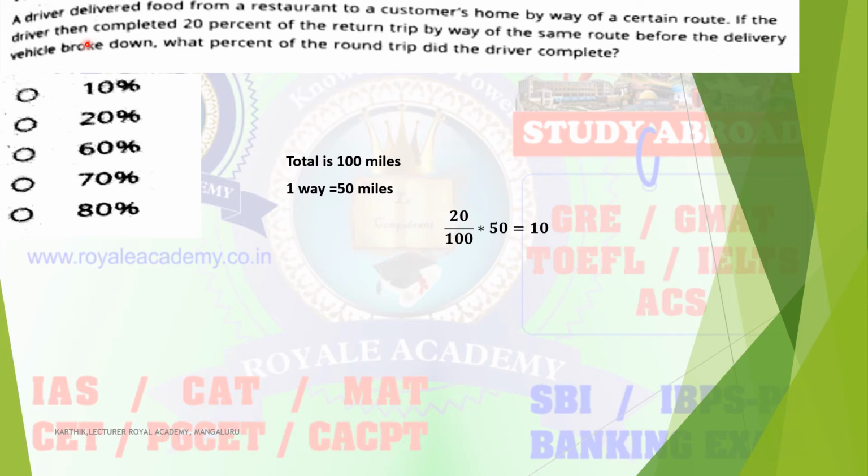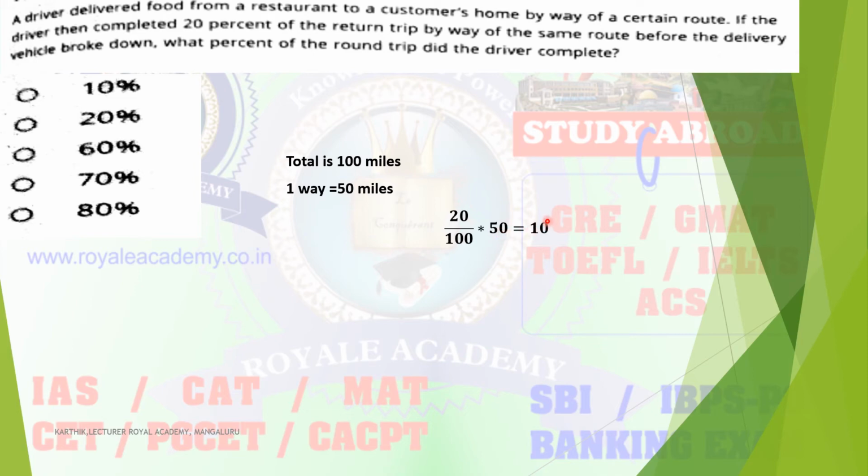So the one way trip is 50 miles. He already completed the one way trip. Second, on the return trip he traveled just 20%. So what is 20% of the remaining miles? The total is 100, one way is already completed, so the remaining is 50. 20% of 50 is how much?